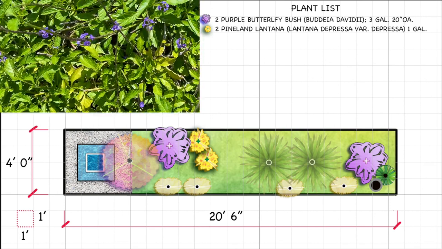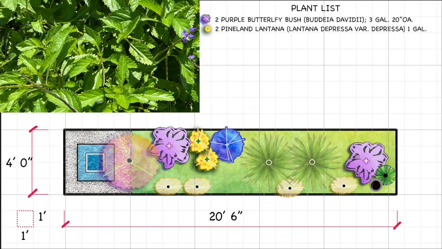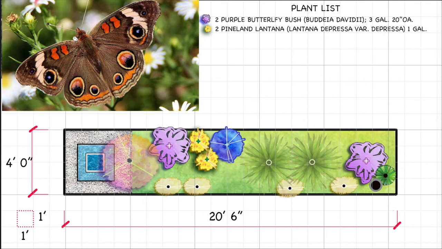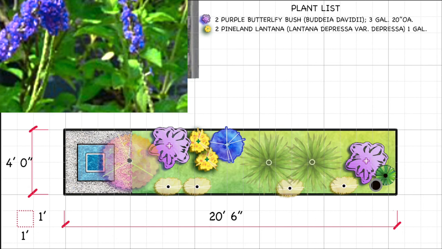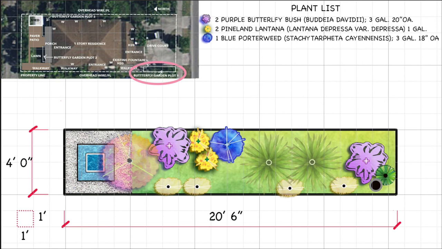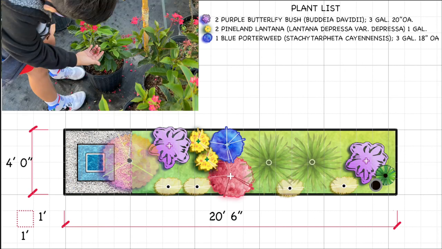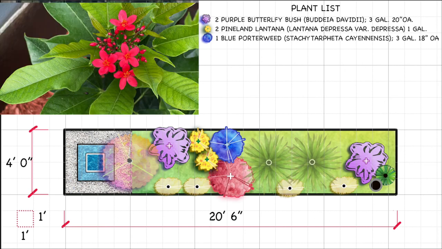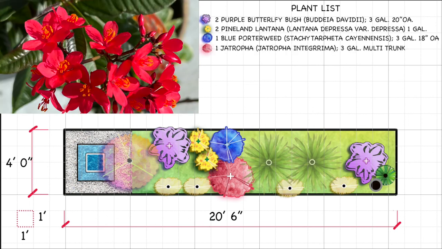Now we're going to be adding in blue porterweed, which is a nectar plant as well as a host plant for the tropical buckeye. It has these beautiful royal blue flowers, almost purple, really pretty. Next plant we're going to be putting in is a jatropha. It's not a native, but it is extremely drought tolerant, and it flowers year round here in South Florida. It has these beautiful, beautiful bright red flowers. I located it next to the fence, and I called out for a multi-trunk, so this will grow up into a small tree, a small bushy tree, to help screen some of the views into the neighbor's yard.